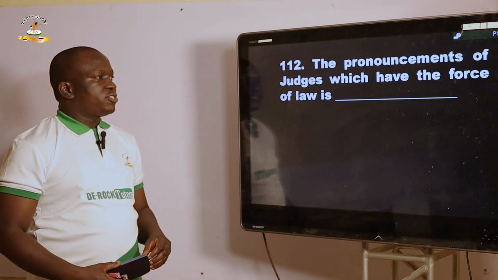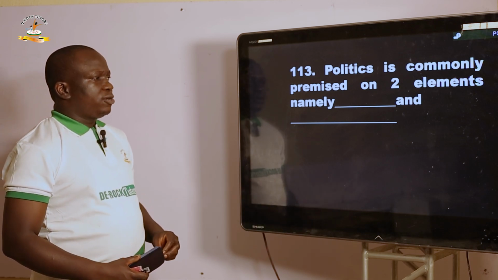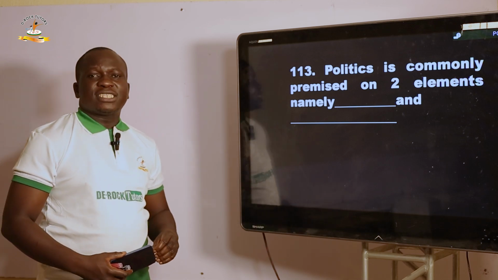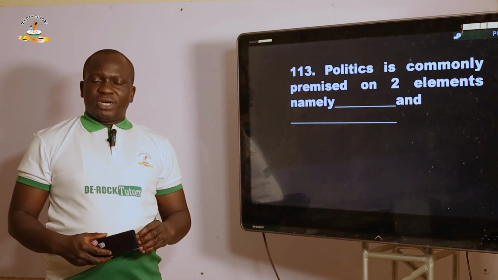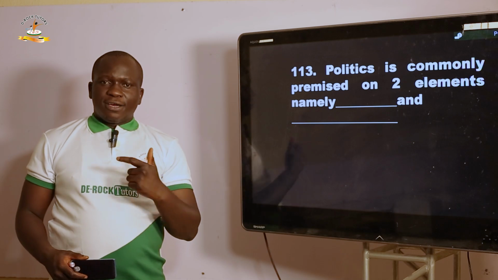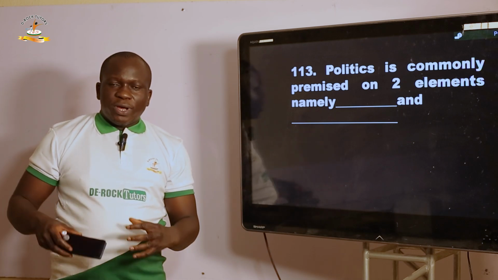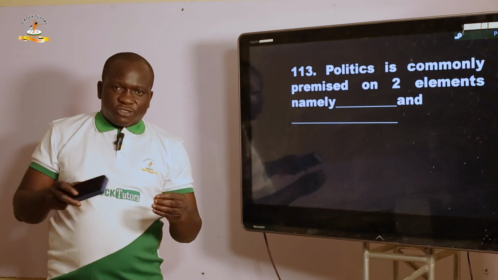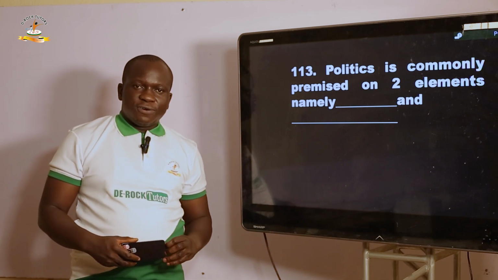Now to the next question. Politics is commonly premised on two elements, namely dash and dash. The two major elements of politics, they are order and conflicts. It is about conflicts coming up and we looking as to how to resolve the conflicts and ensure order. Now, those are the two elements of politics.